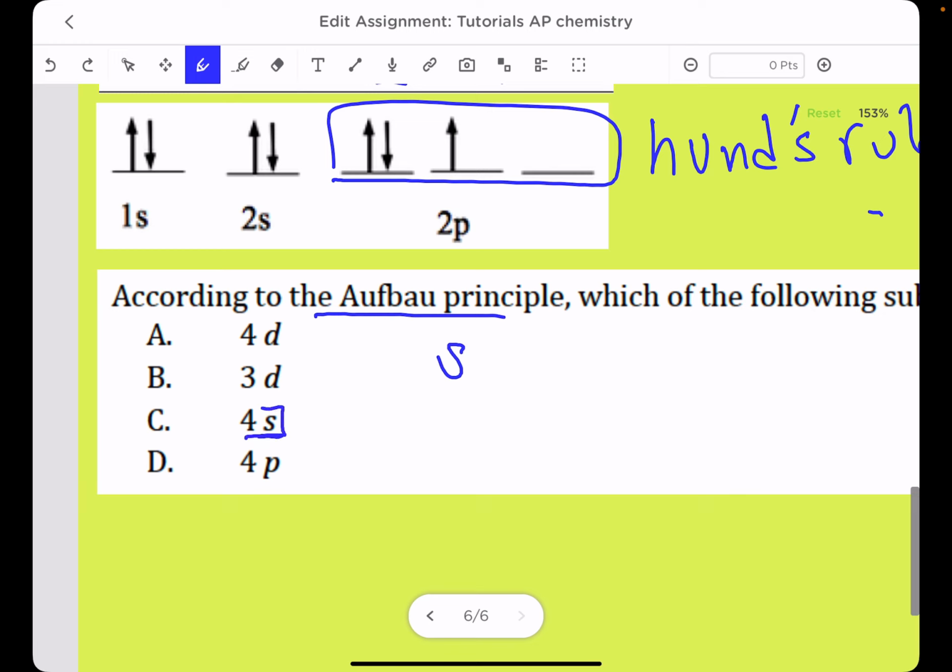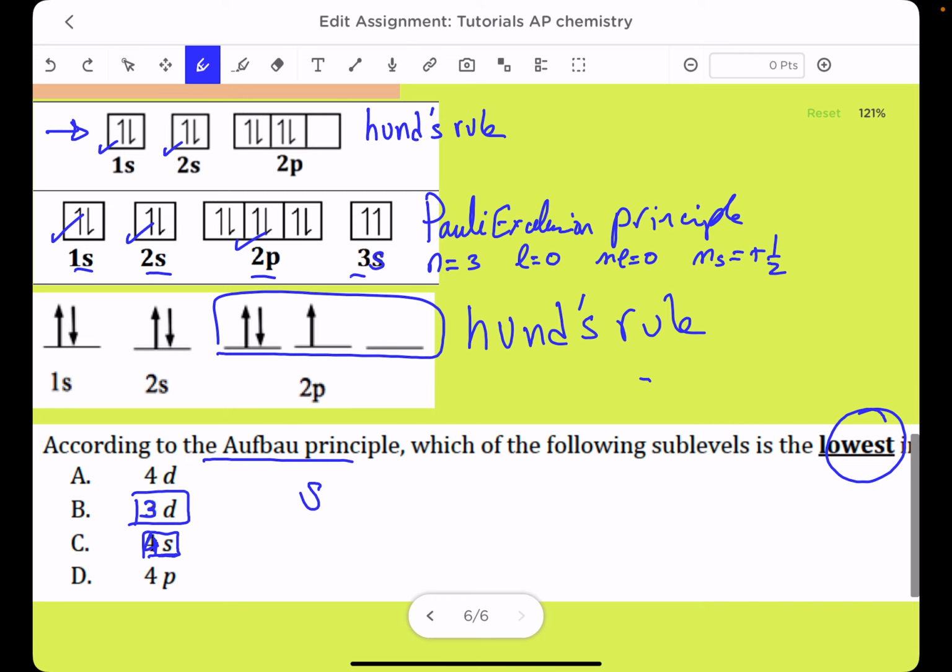So here I have 4s. And here I have a 3d. Am I going to choose the 3d or the 4s? What happens? s penetrates more toward the nucleus. And according to the Aufbau principle, in the orbital diagrams, 4s comes first, followed by 3d, followed by 4p, followed by 5s, and then 4d, and 5p. So that's the order.